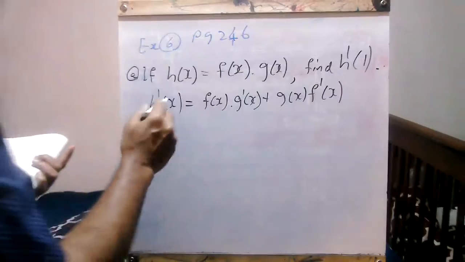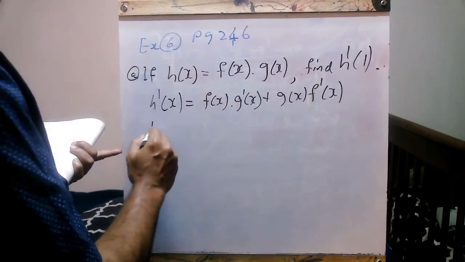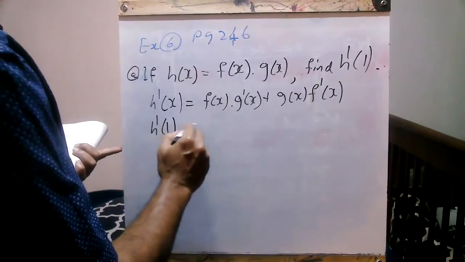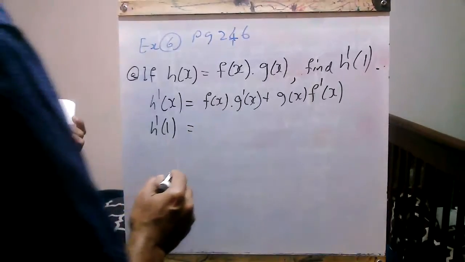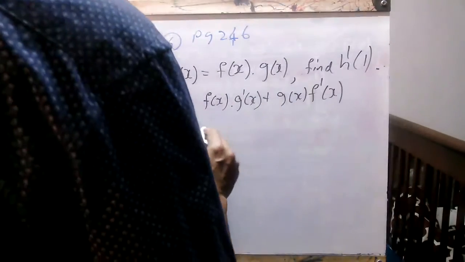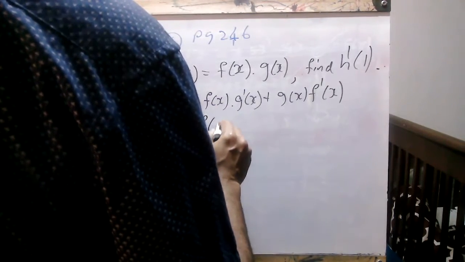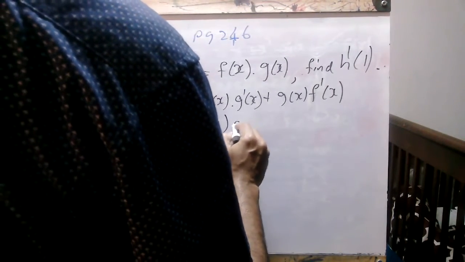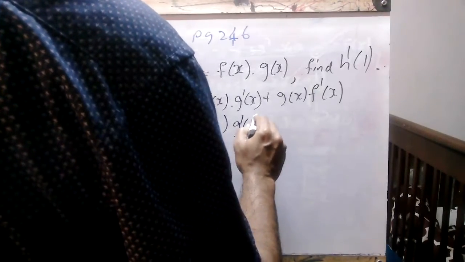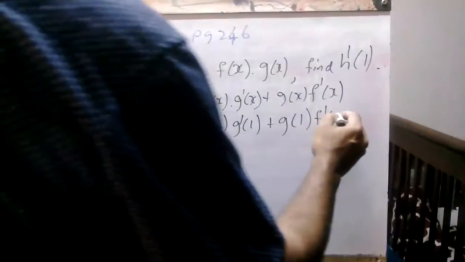Okay, we want to find h dash 1. So h dash 1 is equal to f(1) g dash 1 plus g(1) f dash 1.